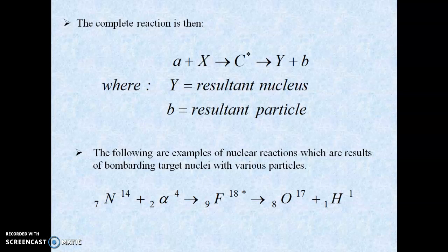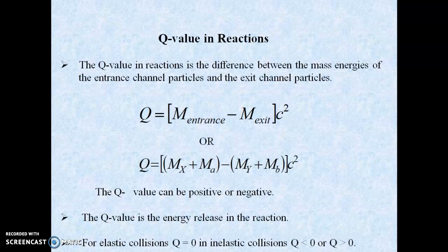So after getting this reaction, we can calculate the Q value of the reaction. What is the Q value? The Q value of a reaction is the difference between the mass energy of the entrance channel particles and the exit channel particles. So we calculate the Q value from this equation.